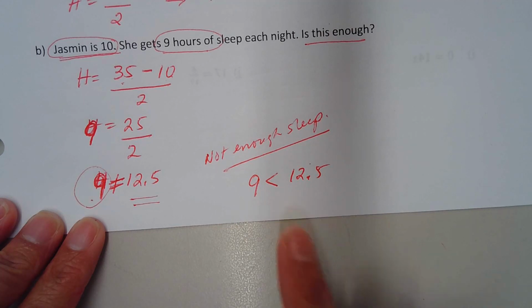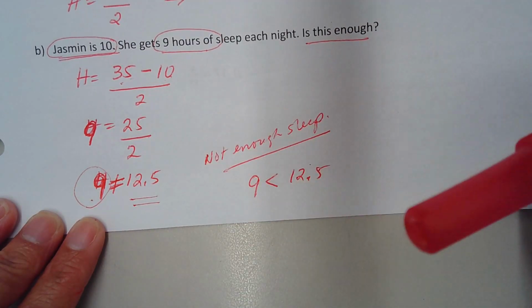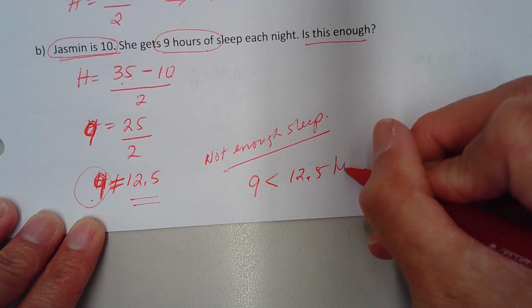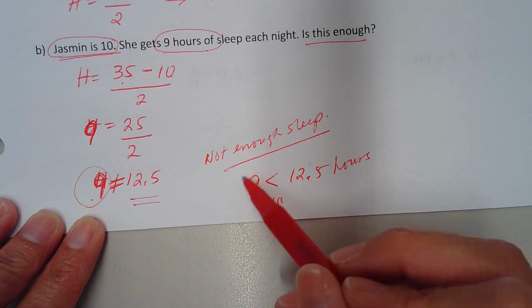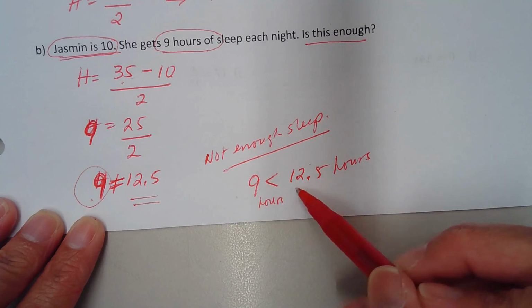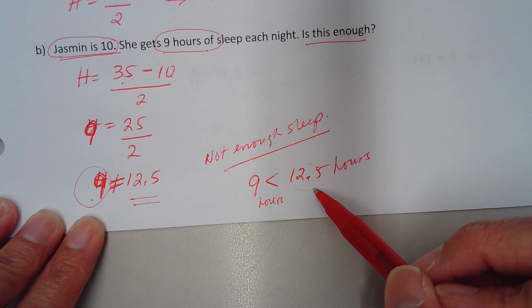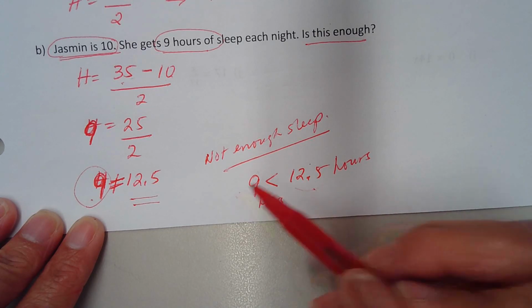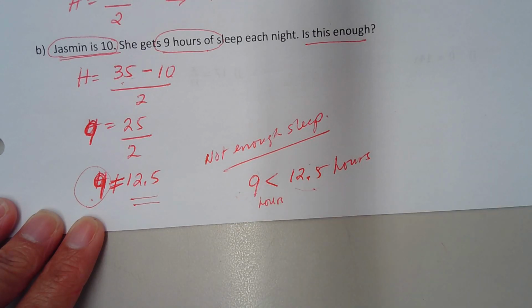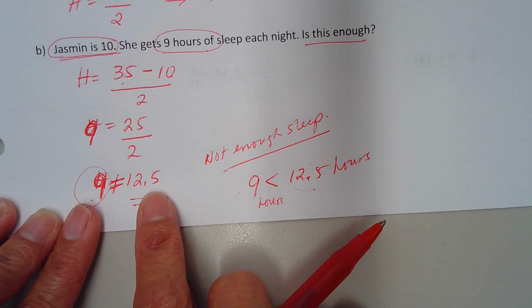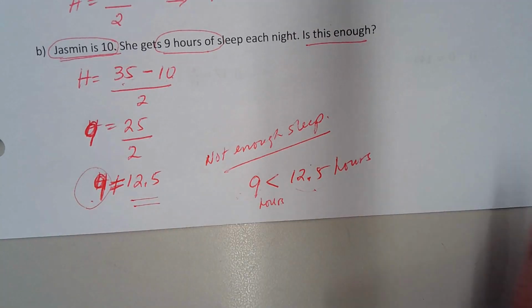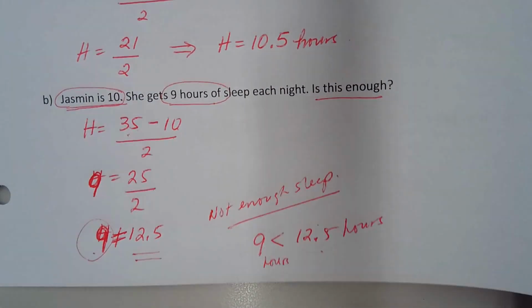Good? Yes? 12.5 is years or hours? Hours. Okay, so 9 is what she actually gets in terms of hours. 12.5 is what she actually needs. Yes, 9 is hours, 12.5 is hours. So this is hours, this is hours. Yeah, not enough sleep. Okay, now that kind of concludes our notes there.